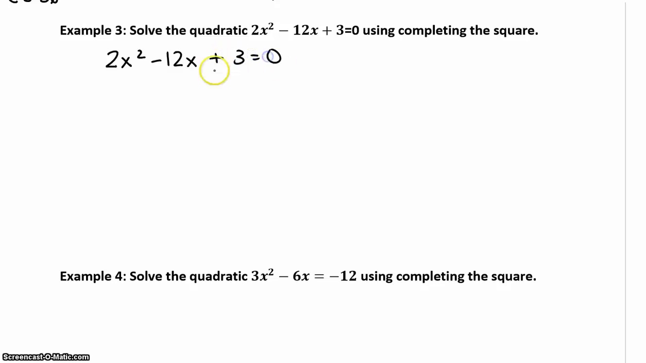We're going to go ahead and move the 3 by subtracting 3 on both sides. We're left with 2x squared minus 12x, I'm going to leave a blank there, minus 3. Now, we can't really start the process until this is a leading coefficient of 1.